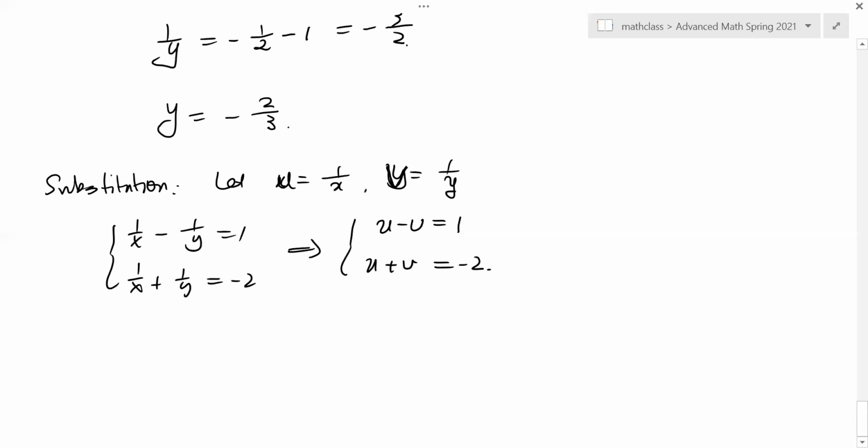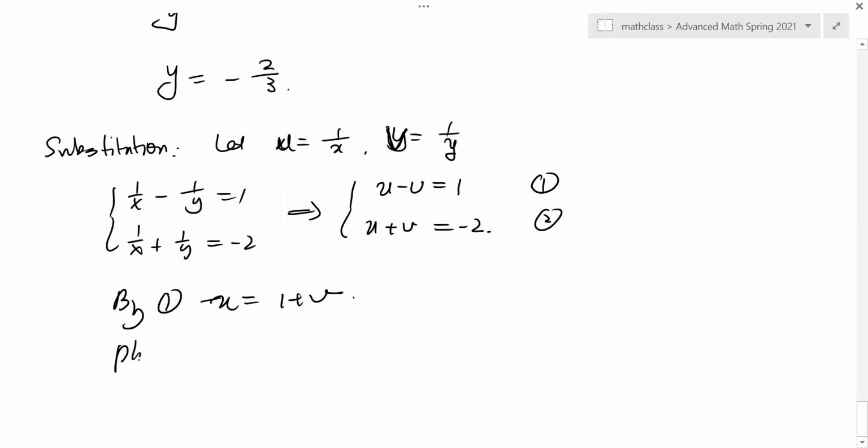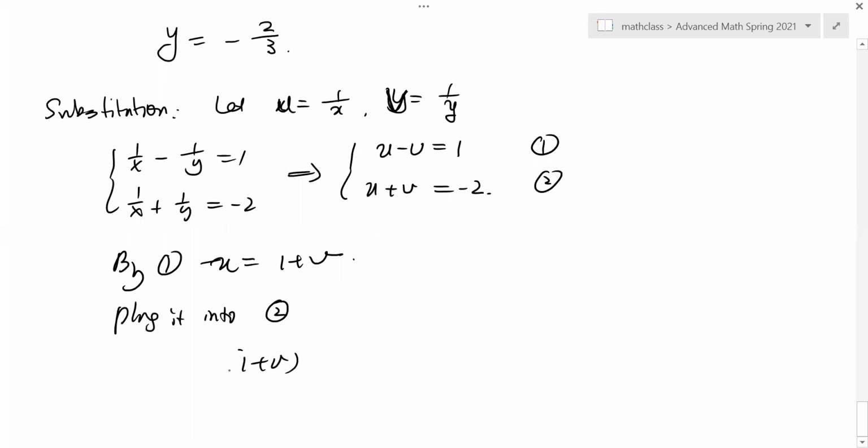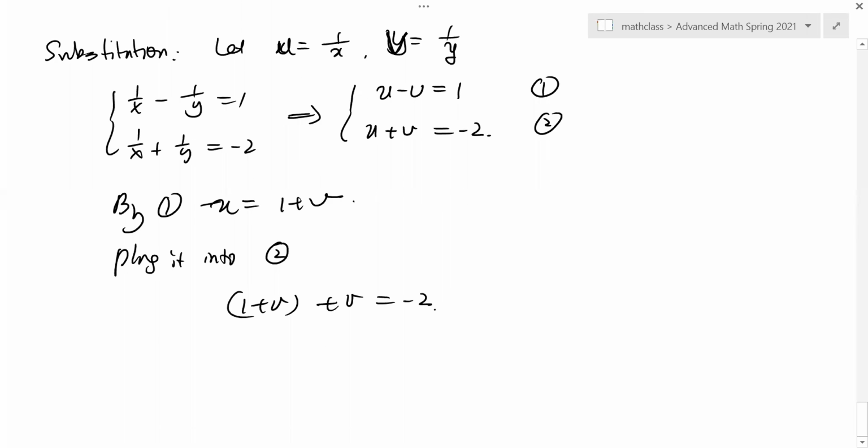So you can add those two equations together. And if you use substitution, it's also okay. I can say by equation 1, u equals 1 plus v. Then you plug into equation 2. In the place of u, you put the 1 plus v, and v equals -2.